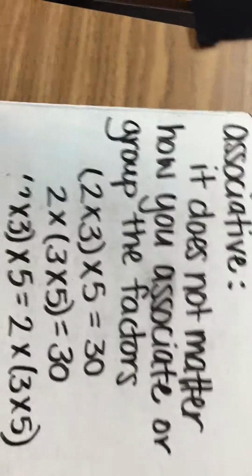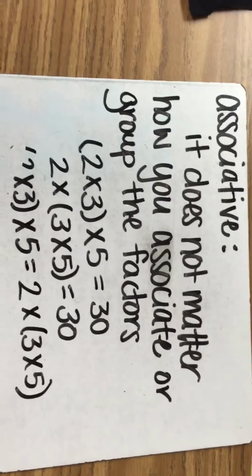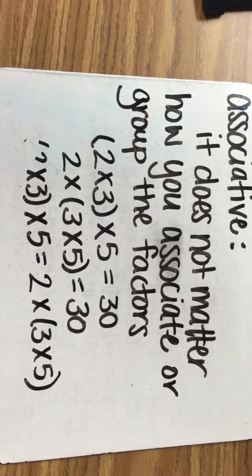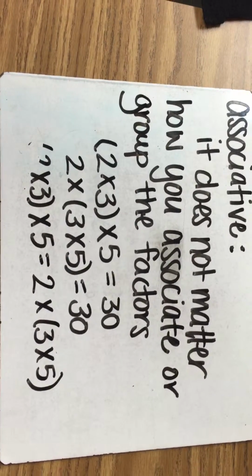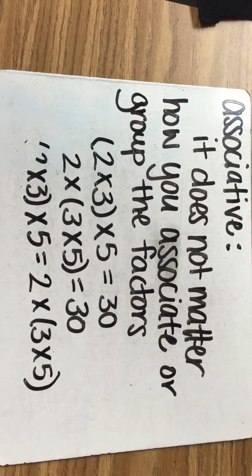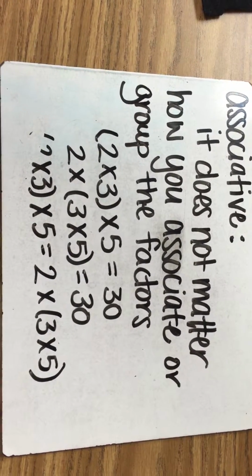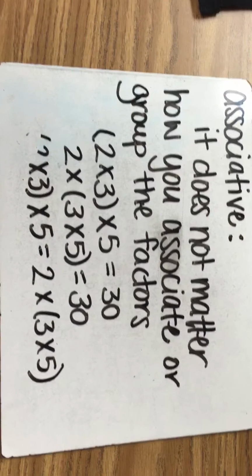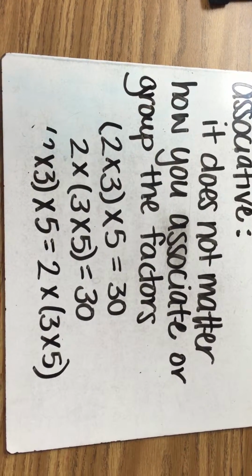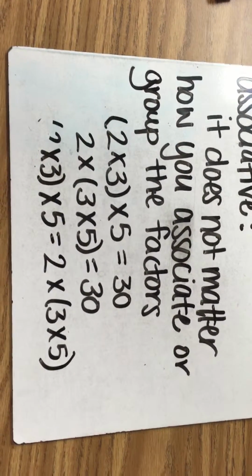In the associative property, it states that it doesn't matter how you associate or group the factors. Your answer will always be the same. So in this example, we have the numbers 2 times 3 grouped with parentheses, because remember, parentheses group numbers that are supposed to be handled first.